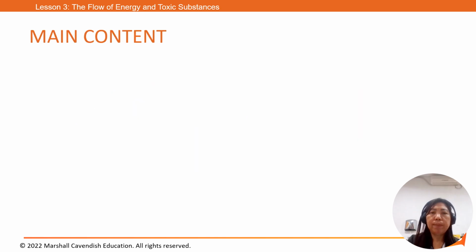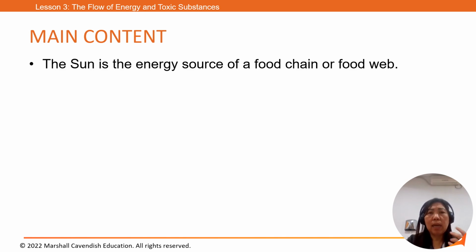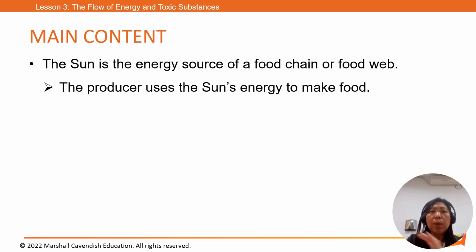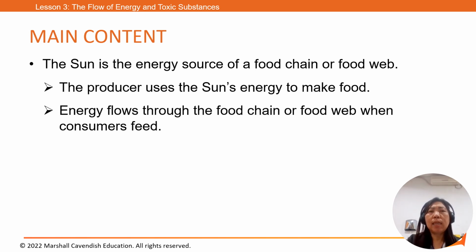Let's continue. So our main concept for this lesson 3 is that the sun is the energy source of a food chain or food web, and how energy is transferred along a food chain or food web. Because the producers use the sun's energy to make food. So let's see these questions. Where do living things in a food chain get their energy from? So true, the living things get their energy from food.